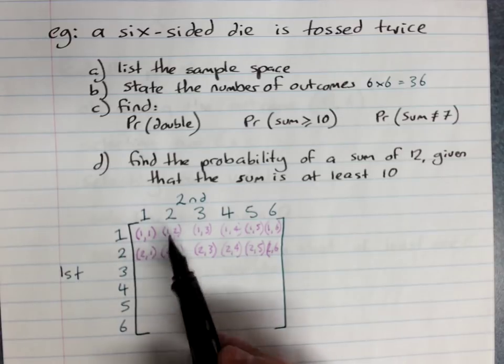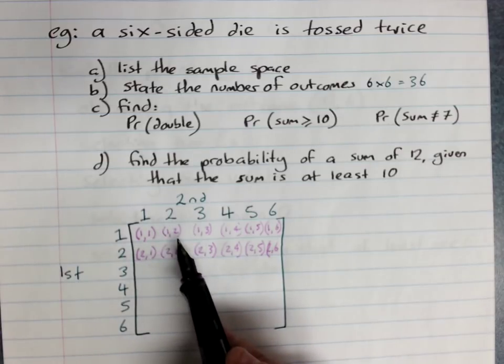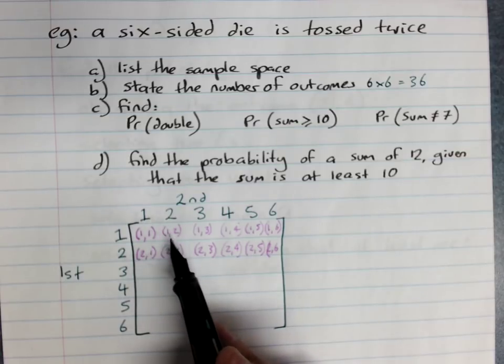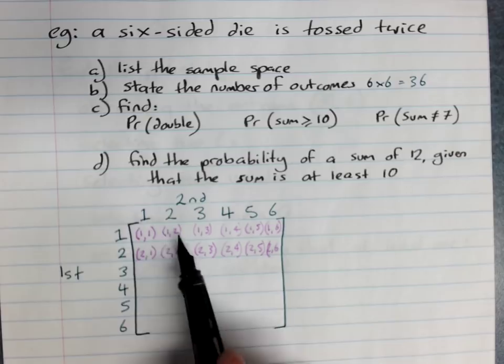Notice that they can get the same sum. So this adds up to 3, and so does this one. But this is 2, 1, and this is 1, 2. So they are different outcomes, but they would both add up to 3.